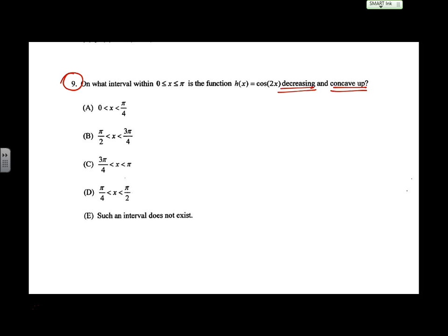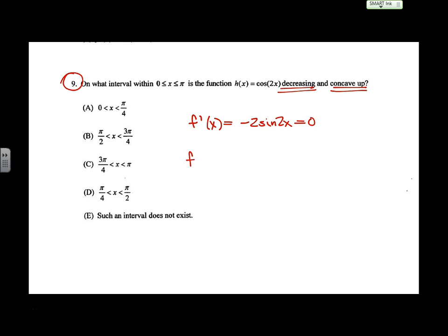Because I see decreasing and concave up. So decreasing and concave up. Where do we look for decreasing, kiddos? Which derivative? First. The first derivative. So you can go ahead and take the first derivative, which hopefully you guys did chain rule correctly. And set that equal to 0. And yes, granted, to solve that, you will need the unit circle.